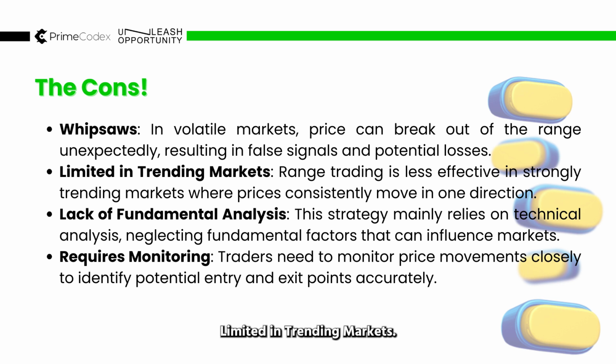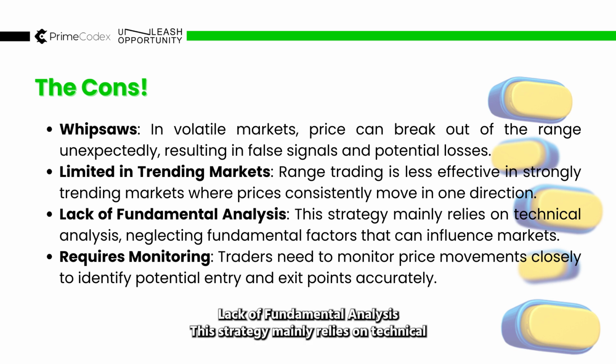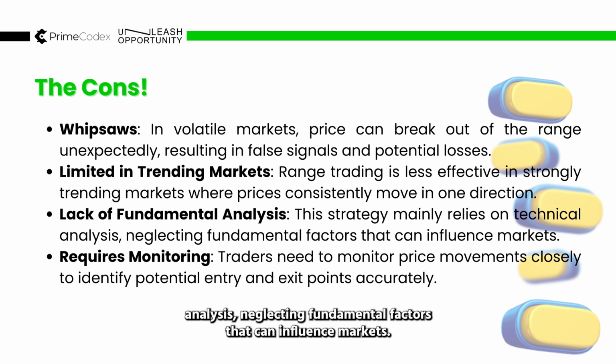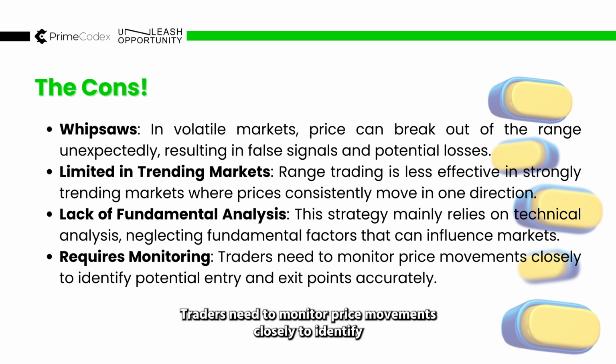Limited in trending markets. Range trading is less effective in strong trending markets where prices consistently move in one direction. Lack of fundamental analysis. This strategy mainly relies on technical analysis, neglecting fundamental factors that can influence markets. Requires monitoring. Traders need to monitor price movements closely to identify potential entry and exit points accurately.